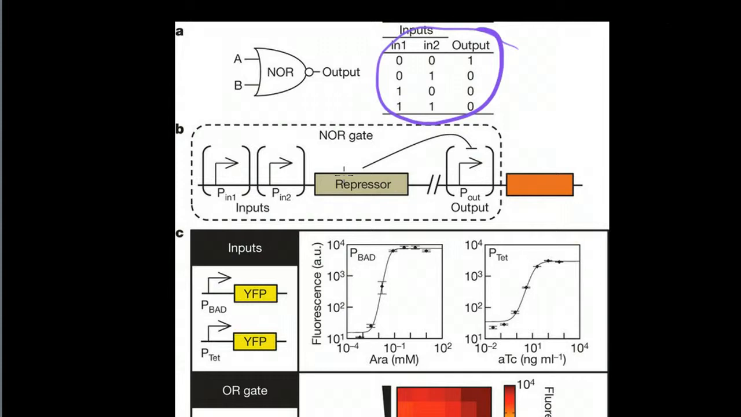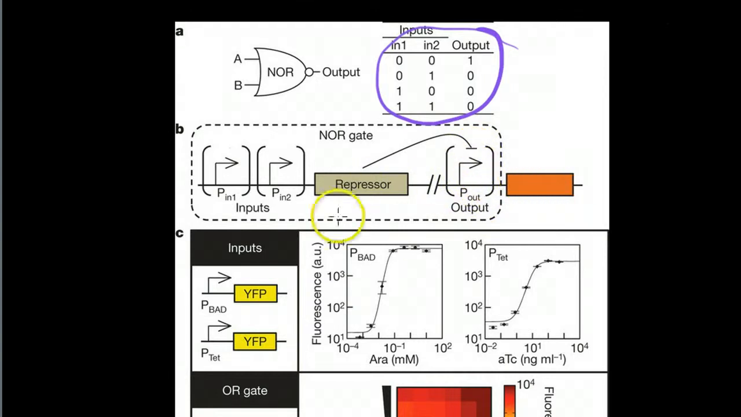And so, just to explain again, you have two promoters in tandem, and when both these inputs are on, this will transcribe a repressor, which will then act on another promoter and inactivate it, and that serves as your output.